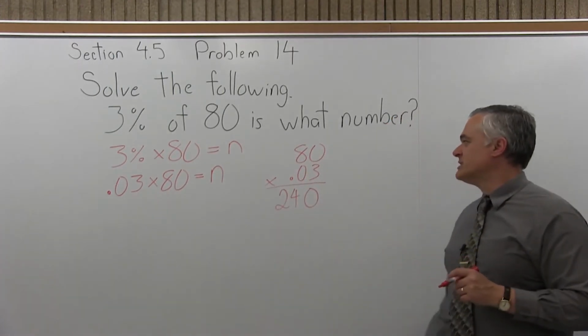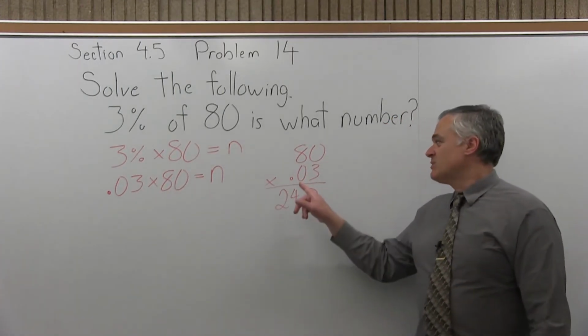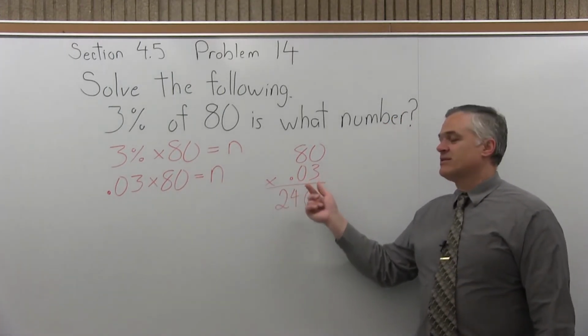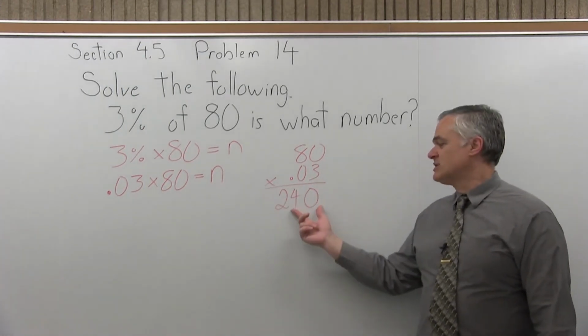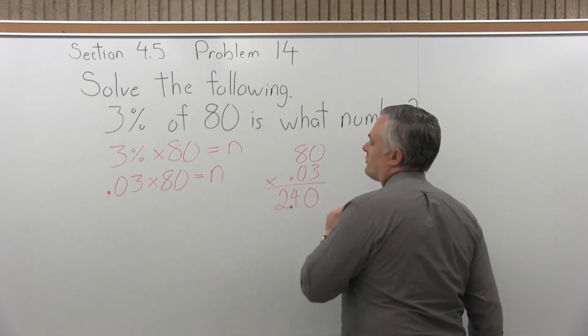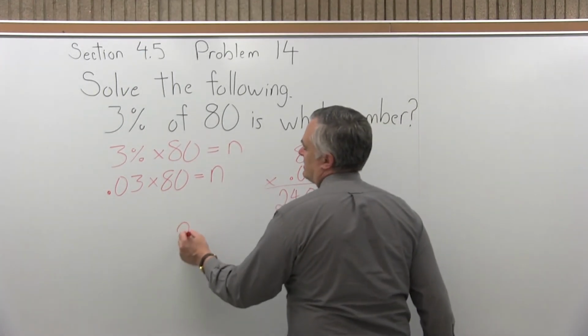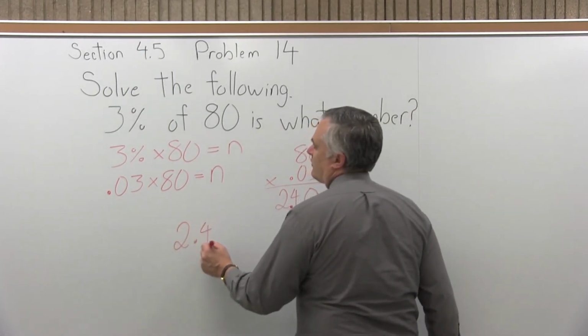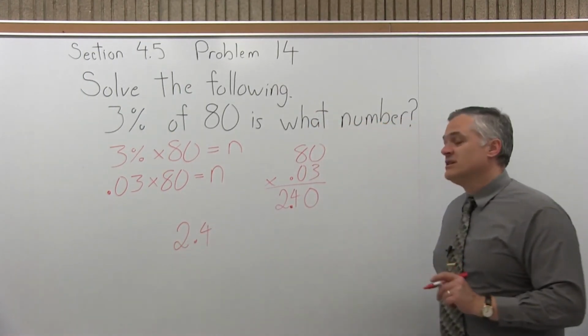So you have 240. But there's a decimal in the question. You have 2 digits to the right of the decimal in the question, so you must have 2 digits to the right of the decimal for the answer. So 2.40, which we can just simplify a little bit to 2.4. So 3% of 80 is 2.4.